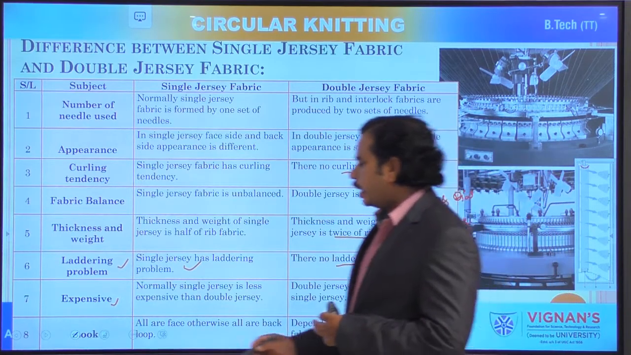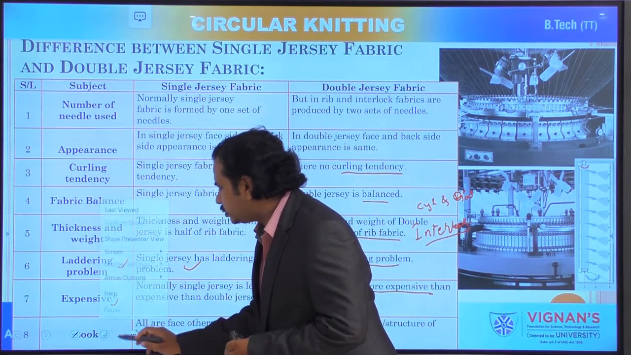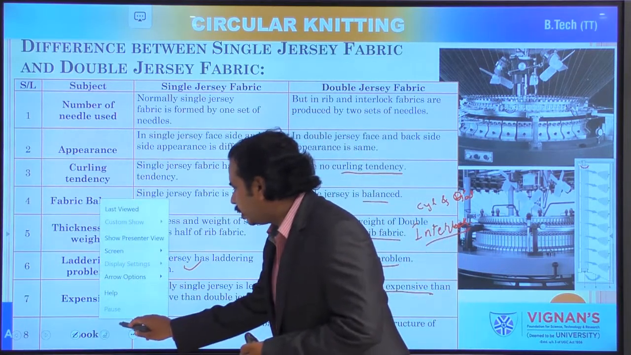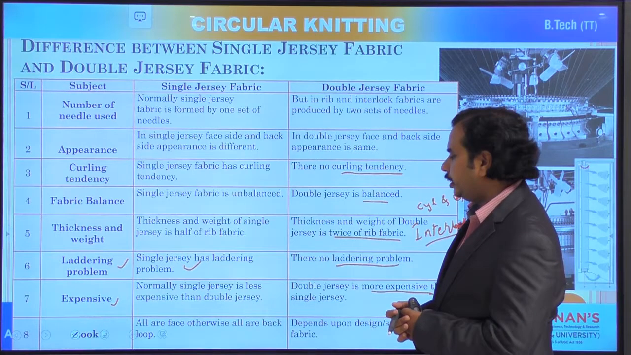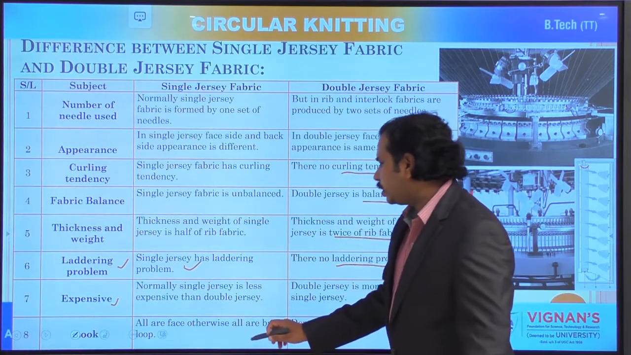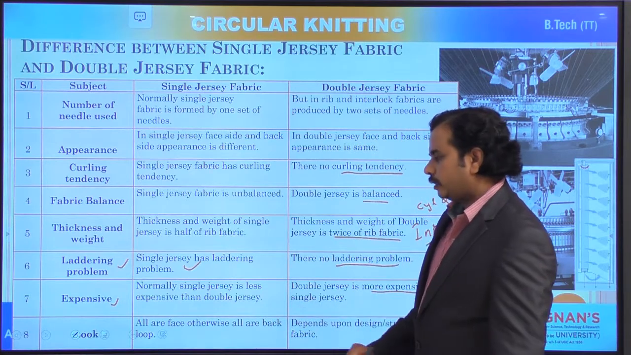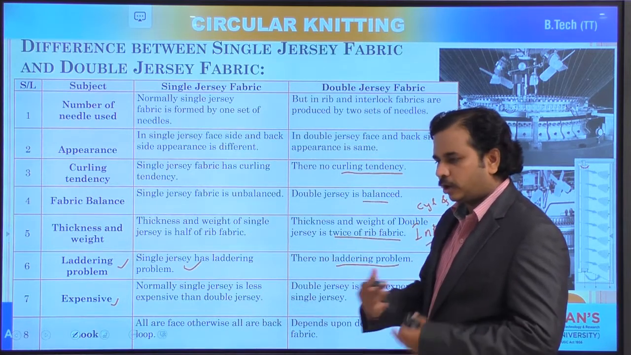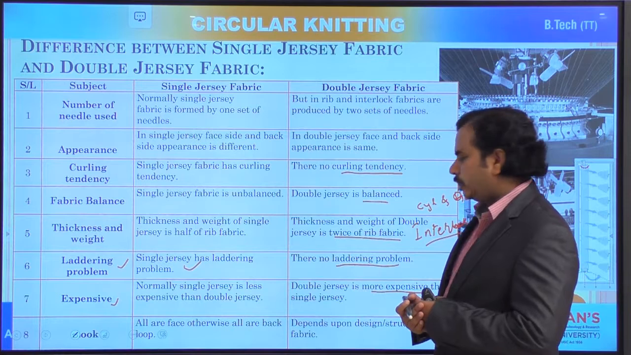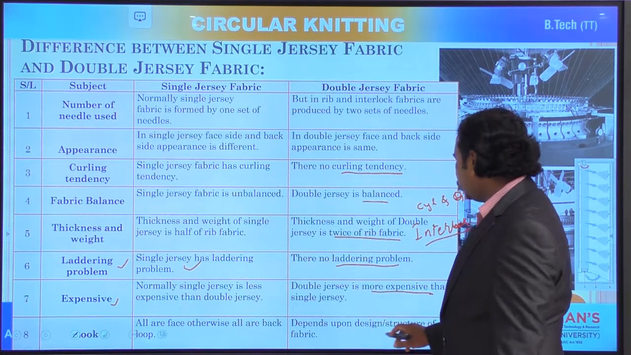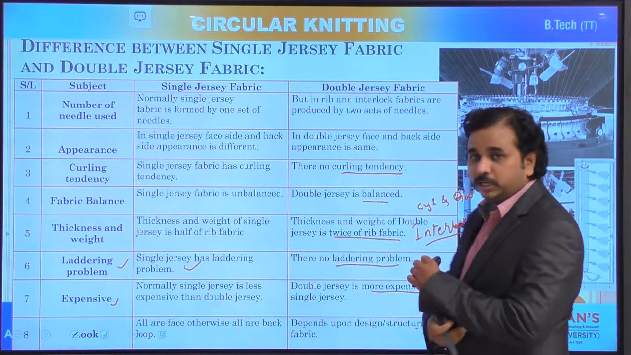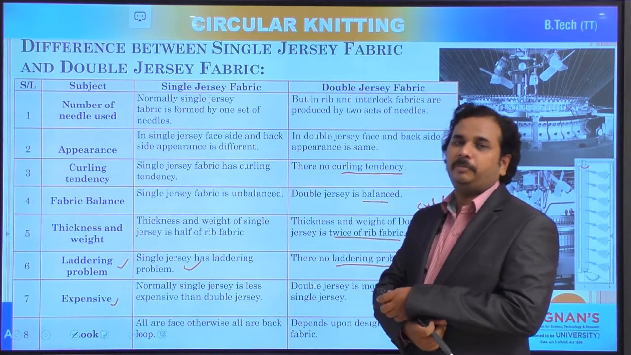Okay, and if you consider the look of the fabric, all are face, otherwise all are back. So you can observe that either all face loops or all back loops will appear. So depending upon the design, in the case of double jersey, the fabric appearance is going to be different.